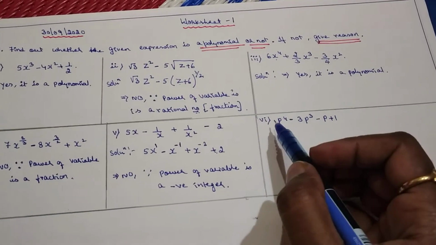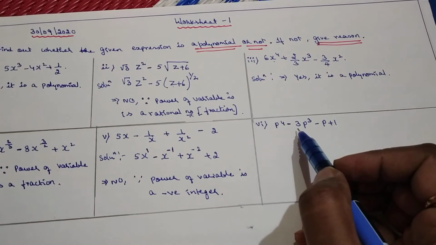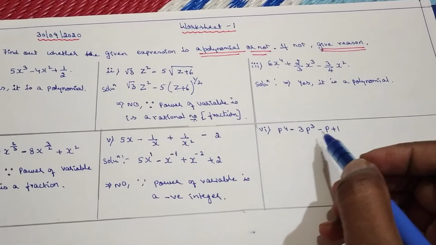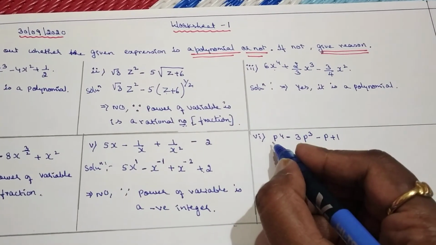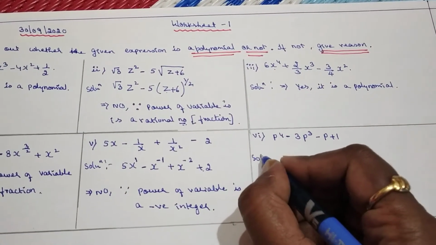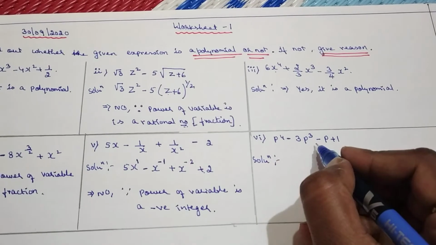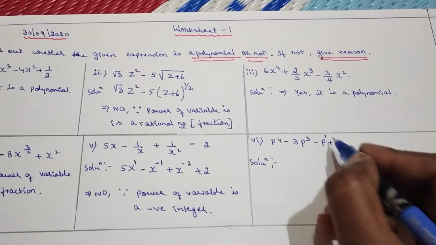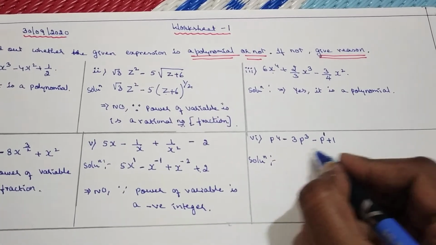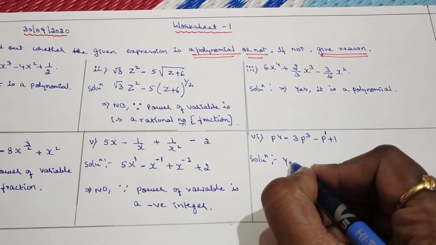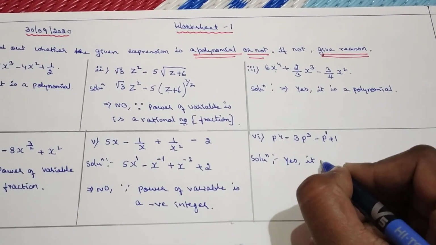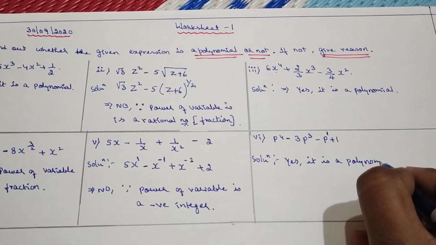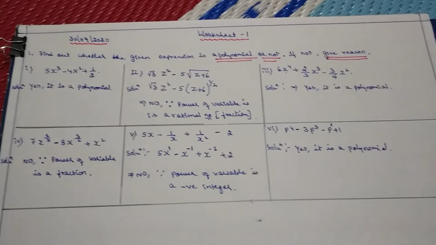Now sixth question, p to the power of 4 minus 3p cube minus p plus 1. So here power of variable is 4, which is a positive integer. Power of variable is 3, positive integer. Power of variable is 1, positive integer. So this satisfies. Therefore, yes, it is a polynomial. Now we'll move to second main, children.